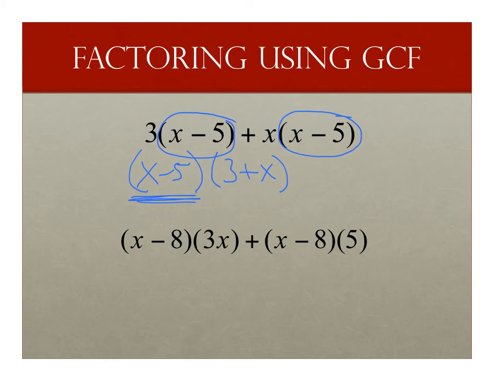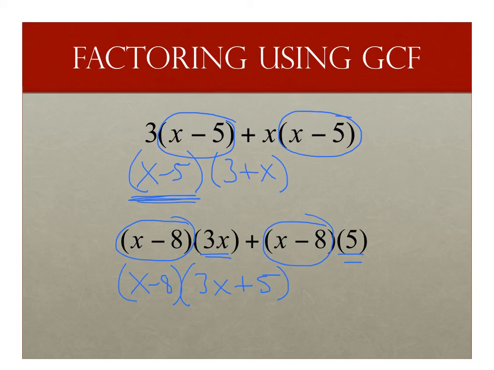Let's try that again here. This time I have x minus 8 and x minus 8. So when I pull those both out, I'm going to have x minus 8 times, and I'm going to have 3x plus the 5. So my leftovers right here and right here. Excellent.